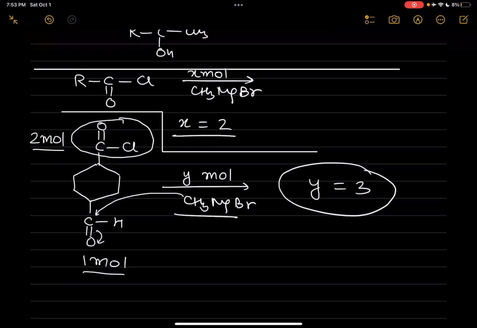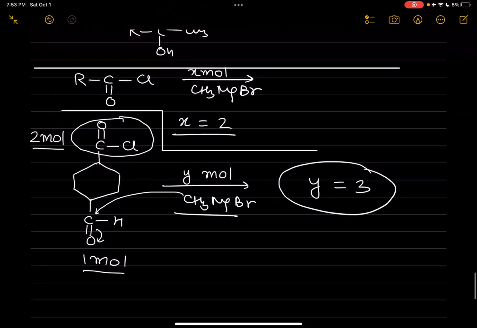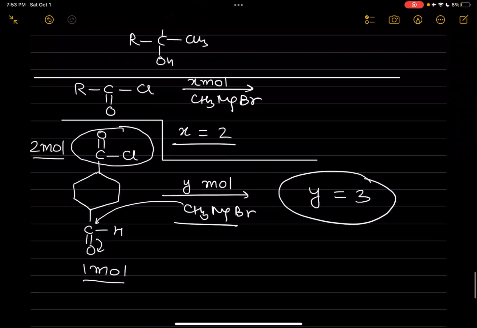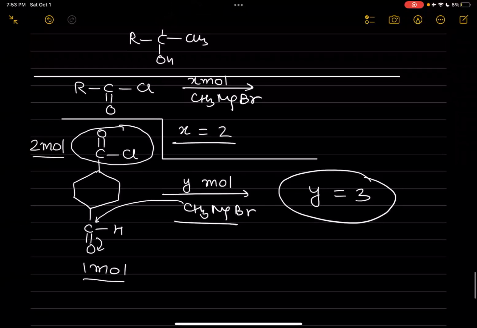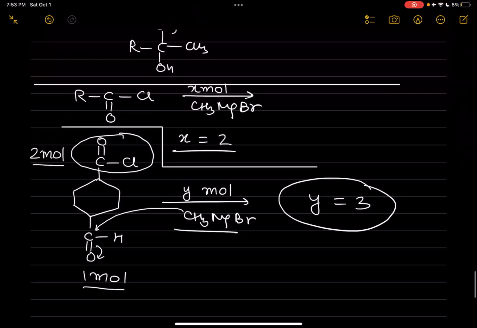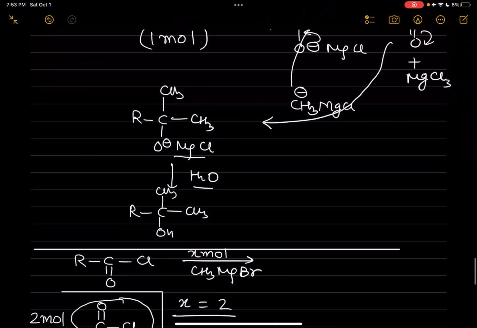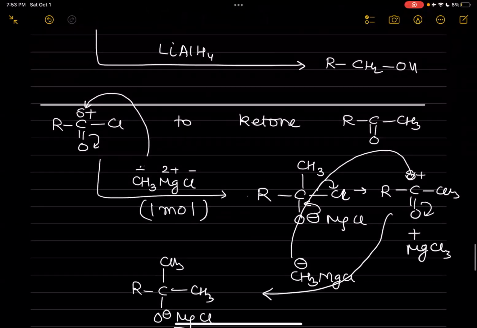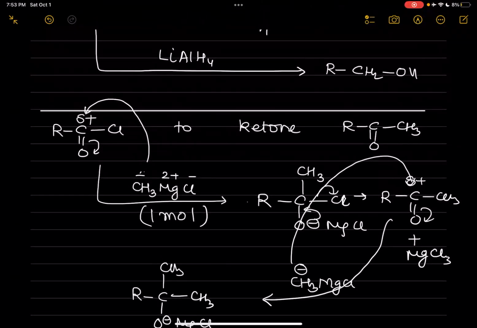Okay, but not in this case. The aldehyde H is there, that is not going to come out. If you would have added 1 mole, that's it. Okay, so 3 moles, right? So now you can prepare ketone from acid chloride or esters also.